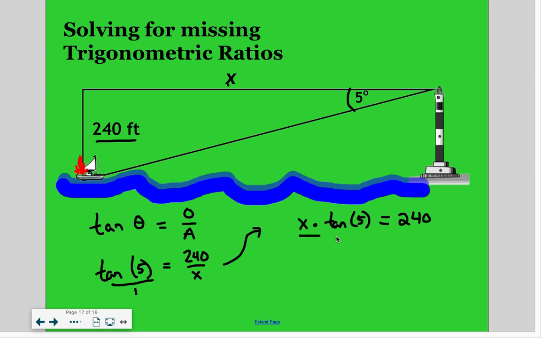Alright, so now I can see what I'm going to do. I'm going to divide both sides by the tan, and it's going to cancel out everything here. Naturally, there's going to be a 5 there. And so then x is going to equal 240 divided by tangent of 5. That's how I would type it into the calculator. It looks kind of weird because normally you're not used to having a trig function in the denominator. So I would type in 240 divided by the tangent of 5.